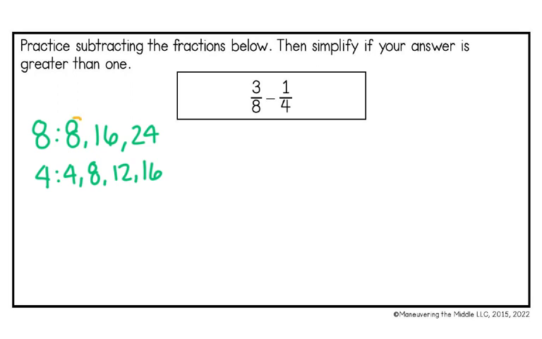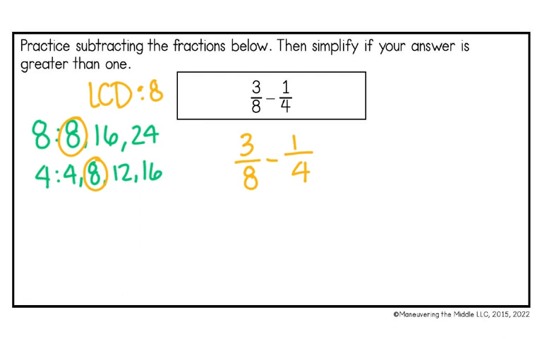And I can see that both of them have 8 in common, and that is the smallest number that they have in common, because they also have 16 in common, but we are looking for the smallest number that they have in common. So our LCD here is going to be 8. So I don't need to change anything to 3/8. It's just going to stay the same, but I do need to change 1/4.